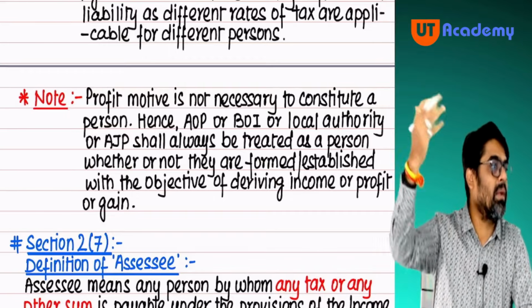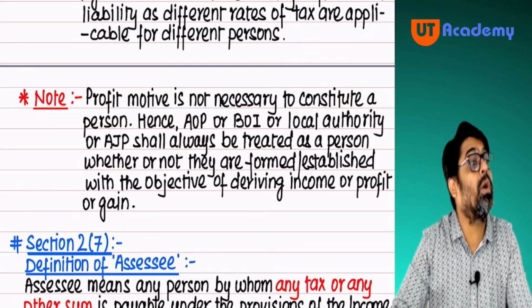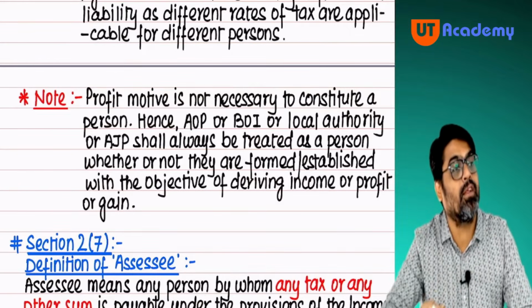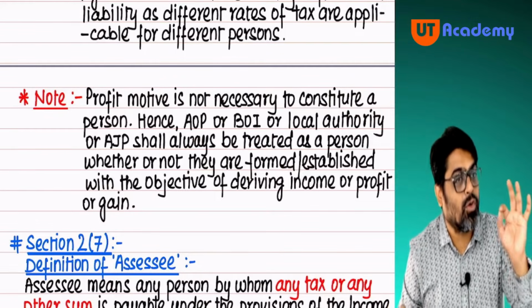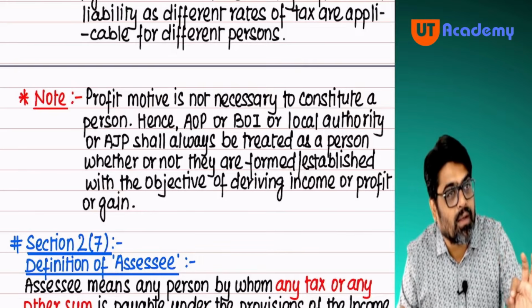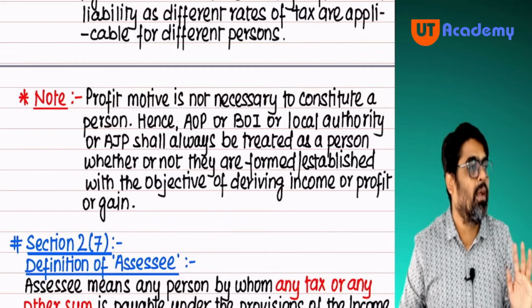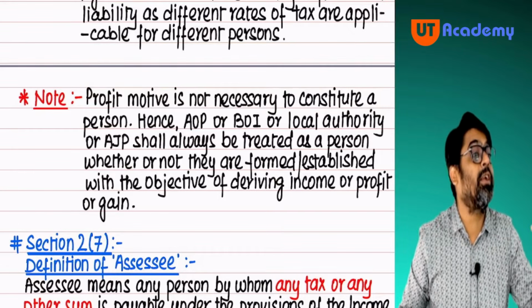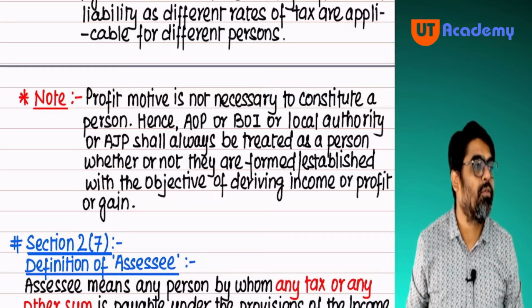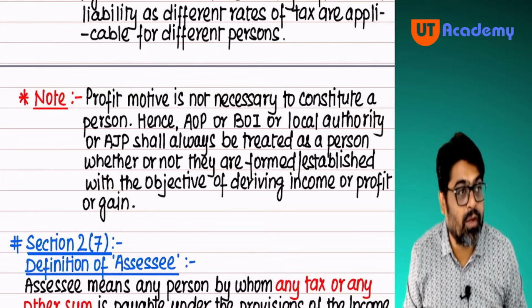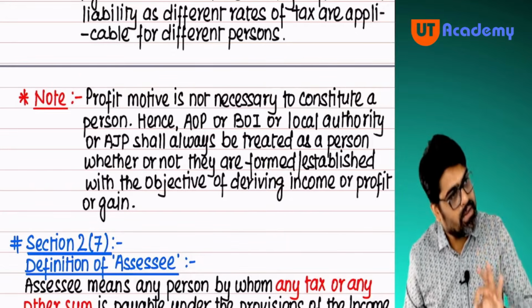Getting my point? See, sometimes trusts are made, no? Trusts are usually not made with an intention to earn profits, but still those trusts are treated as what? Person. Because they have the capacity to earn income. Whatever entity is written in the definition of person is there only because they have the capacity to earn income. Whether the income is earned by them or not will not make any difference. Whether they are formed for profit motive or not will not make any difference. Once they are covered in the definition of person, they are person.